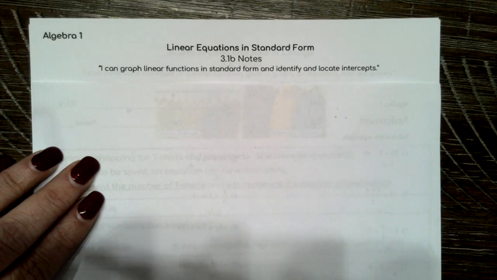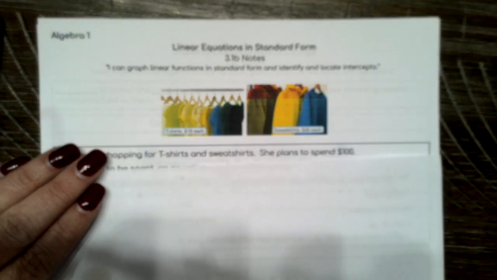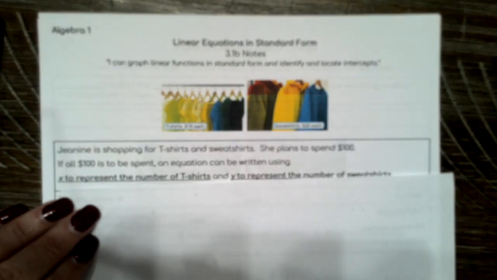Hey guys, today we are looking at two different I can statements. The first I can statement that we're looking at today is I can graph linear functions in standard form and identify and locate intercepts. Today we're looking at this word problem about Janine.